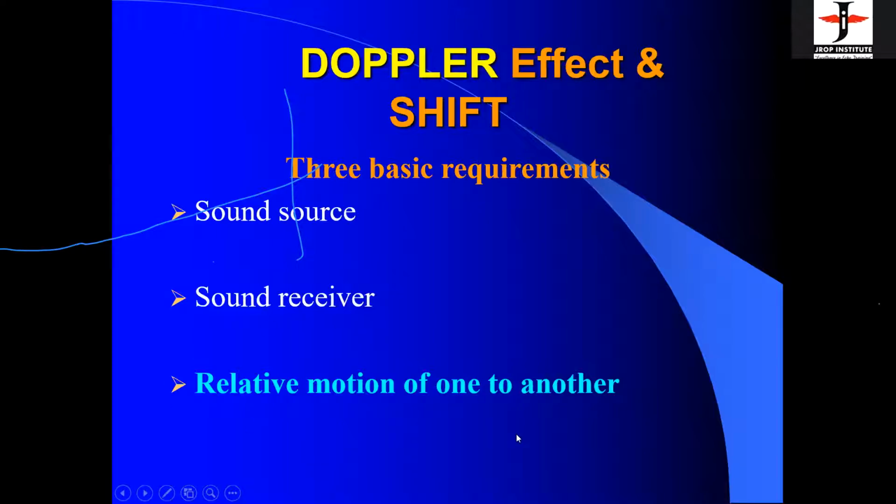For example, if you're standing on a railway platform, the train is also standing, and the railway engine gives a whistling sound, it will be of the same intensity because neither you are moving, nor the engine is moving. It's of the same velocity. But as I told you, when the source moves toward the receiver, it gives a louder whistle, and then when it goes away from you on the railway platform, the whistle fades. So these three are the basic requirements.